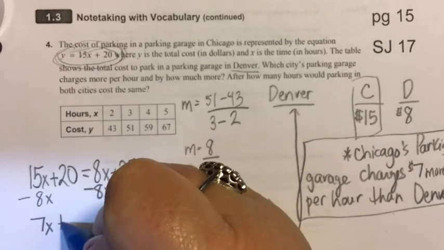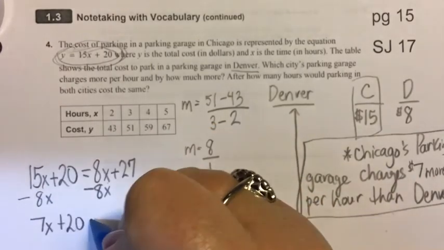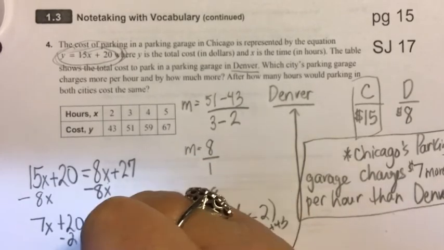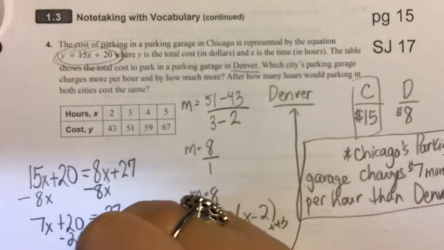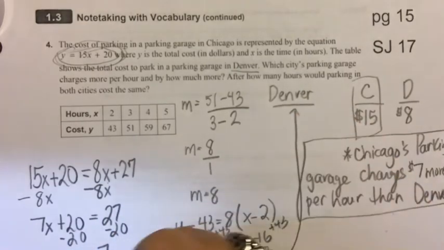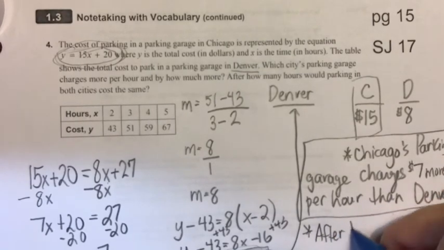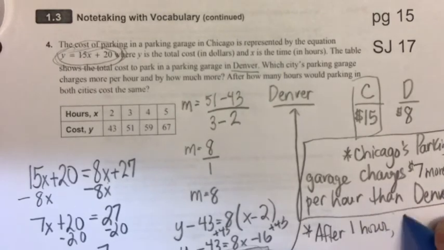in each parking garage. So I subtracted 8x from both sides. Next I will subtract 20. 7x will equal 7. Divide by 7. X is equal to 1. So my other answer here is after 1 hour, the cost to park in each garage will be the same.